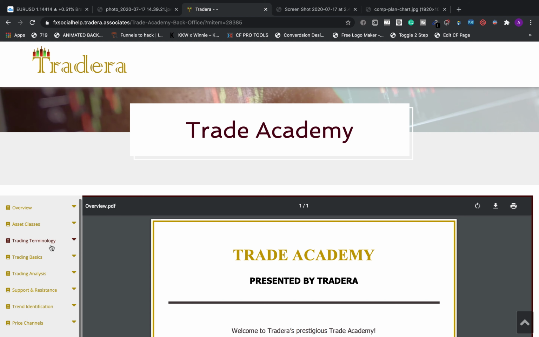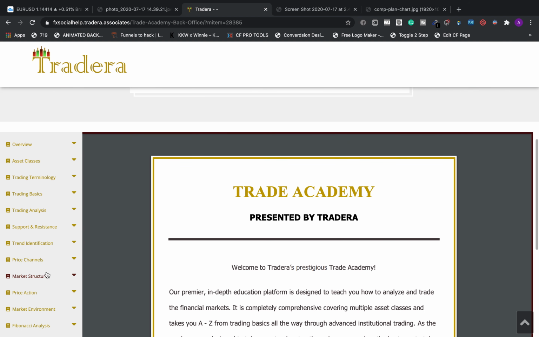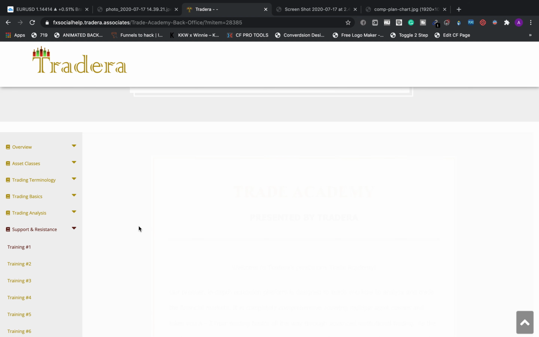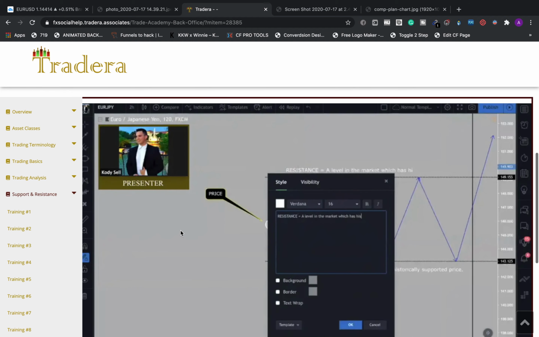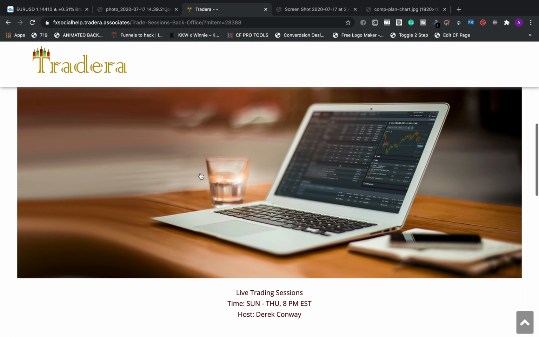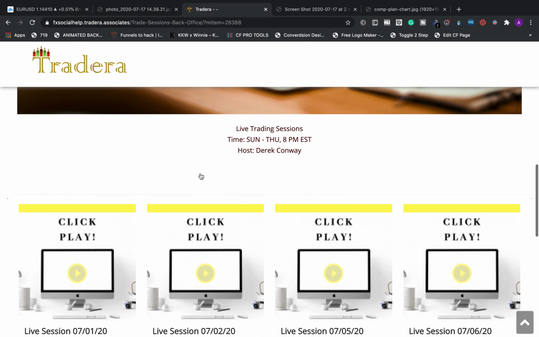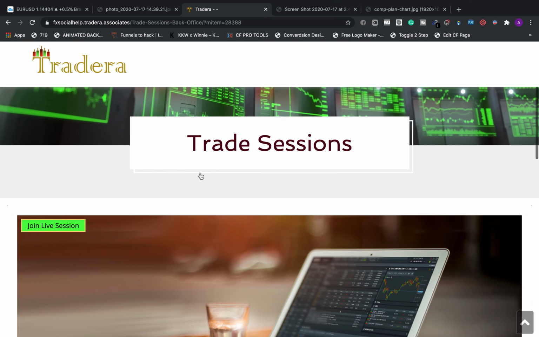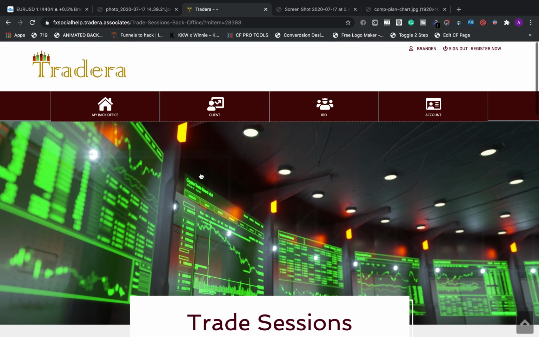Now, as you can see, it's a full class. They got PDFs. They got videos where you can watch videos and learn everything you need to know. And you can take notes and watch it at your own leisure. And they also have live education where you can actually have full-on sessions. They do this Sunday through Thursday, 8 p.m., where you can ask questions, learn live, and trade with them.